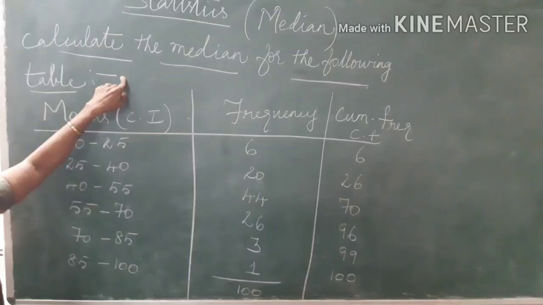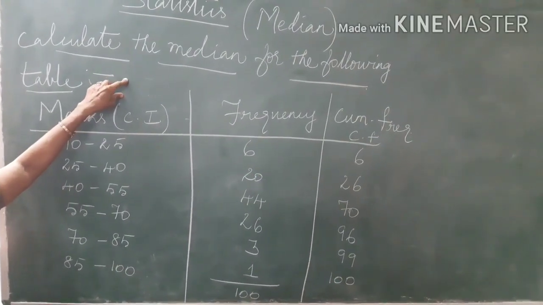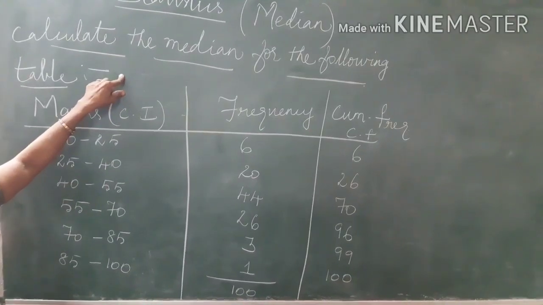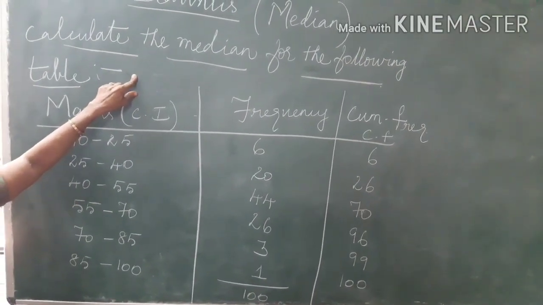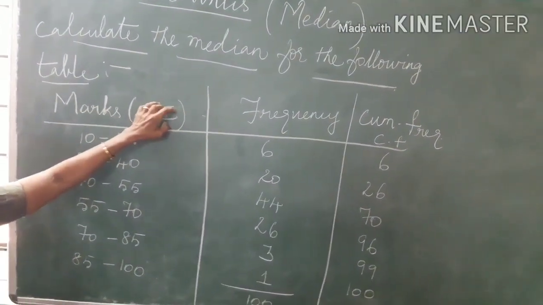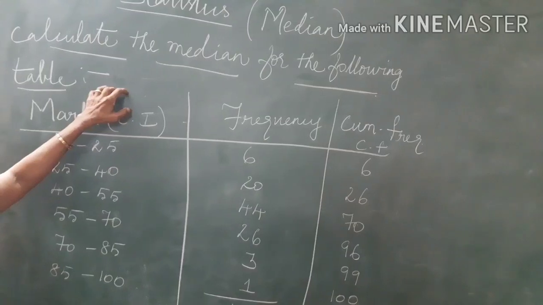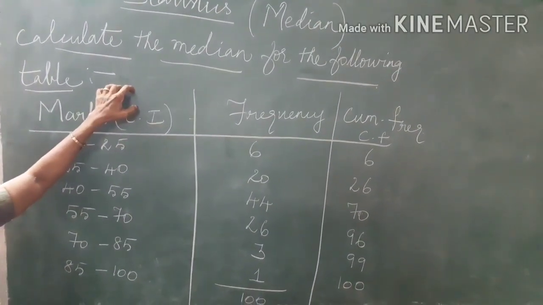given for the grouped data. Before that, let me recap how we have done it in 9th standard, how to calculate the median. Here, we calculated the median for raw data. When you are given raw data, you are able to arrange it either in ascending order or descending order and calculate the median.